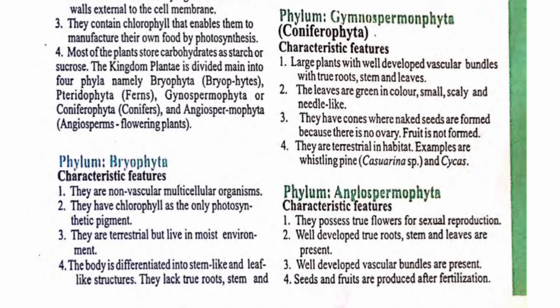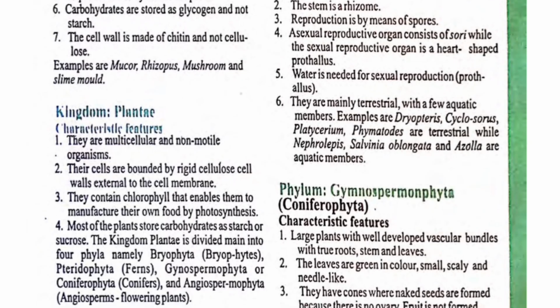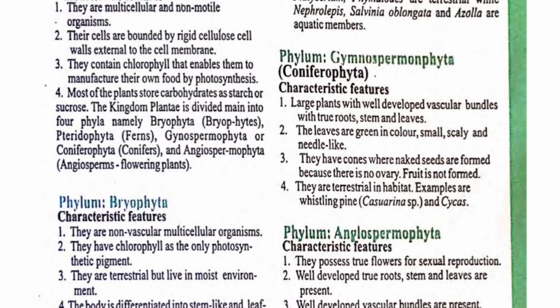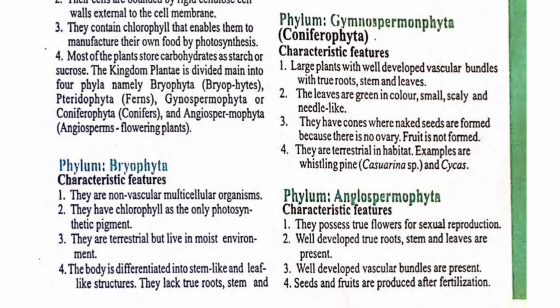For the Bryophyta, in the last video we talked about the old system of classification. Let's move down to the Gymnospermatophyta and Angiospermatophyta. The phylum Gymnospermatophyta is also called Coniferophyta, because conifer is the most common example. They are large plants with well-developed vascular bundles with true roots, stem, and leaf. The leaves are green, small, scaly, and needle-like. They have cones where naked seeds are formed because there is no ovary. I explained better in the old system of classification video. The link is in the description.